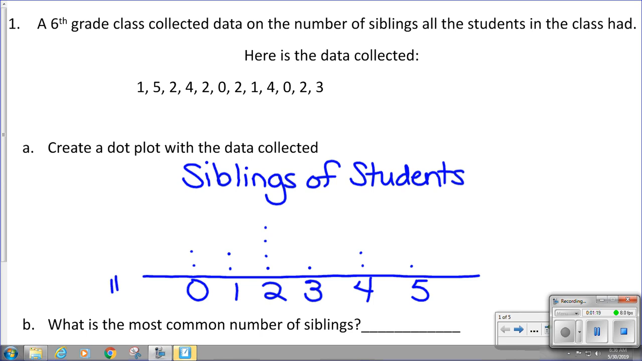Since the bottom numbers are the number of siblings, I look here for my answer. And I look where the most dots are, and that's at 2. The answer is not 4 because there are 4 dots. They are asking about the most common number of siblings.